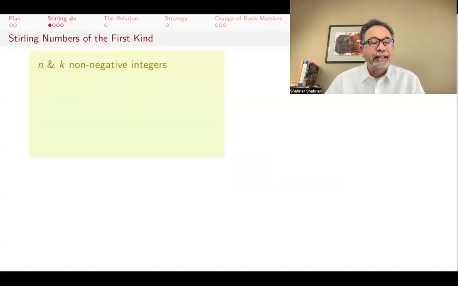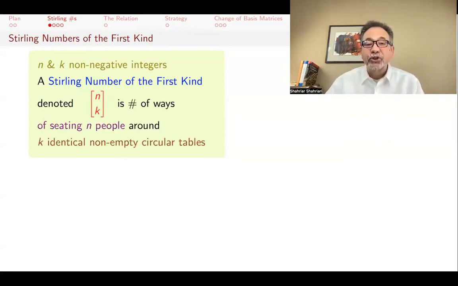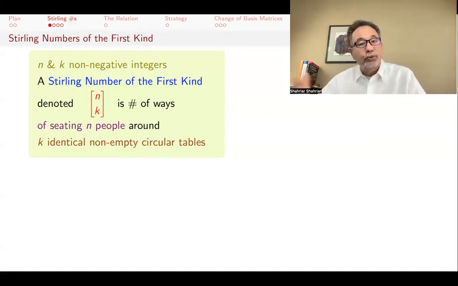So first of all, let's remind you what these things are. Stirling numbers of the first kind: you have two integers, n and k, both non-negative. The Stirling number of the first kind is denoted by n bracket k, and is the number of ways that you can seat n people around k identical non-empty circular tables. You have n people walk through the door, you have k tables, they're all the same. You want to seat these people around the tables, and you don't want to leave any table empty, and you want to know how many ways you can do that. The actual seats don't matter. What matters is that if I'm sitting at a table, who's sitting on my right, who's sitting on my left, who's across from me, and so forth.